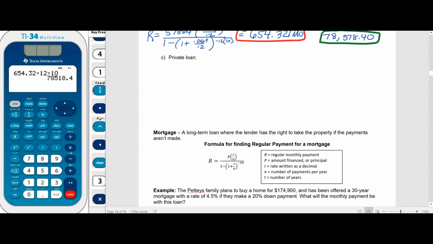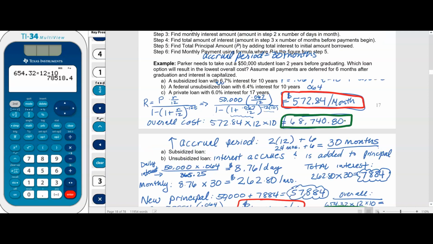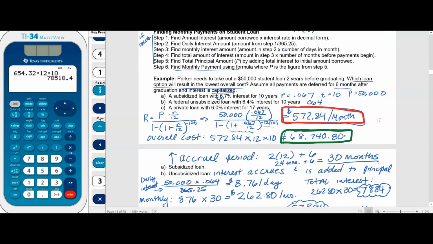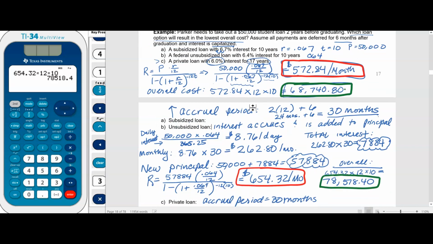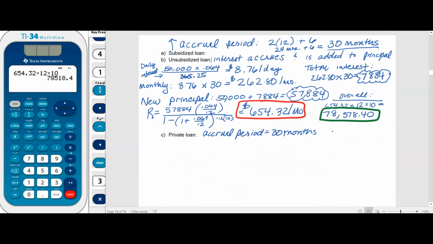So interest is also going to accrue on this loan while the student is in school, and it's going to be the same accrual period as before. So we have 30 months. Okay, and then if we look up at the problem, we want to find the rate and the years. So we're looking at part C here, the rate 6%, so rate is going to be 0.06 and time is going to be 17 years. So I'm going to go ahead and write that down next to the private loan. So we've got rate is 0.06 and then we've got time is 17 years.